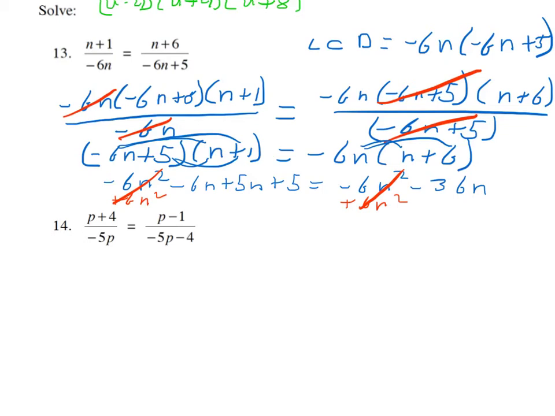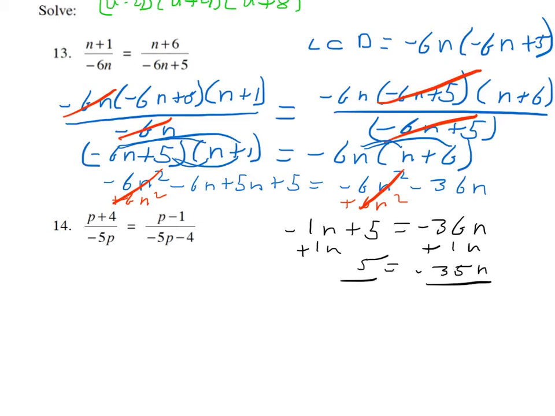So, let's see, I have negative 1n plus 5, I'm adding like terms, and negative 36n. I'm going to add 1n to both sides, and I get negative 35n equals a positive 5. We divide both sides by negative 35, and that gives me n is equal to a negative 1 over 7.